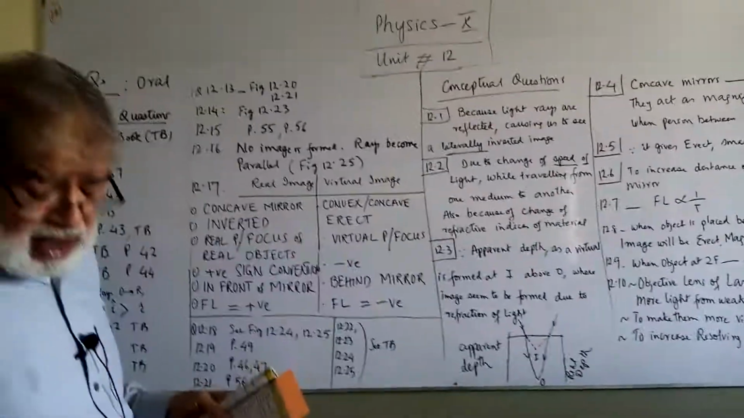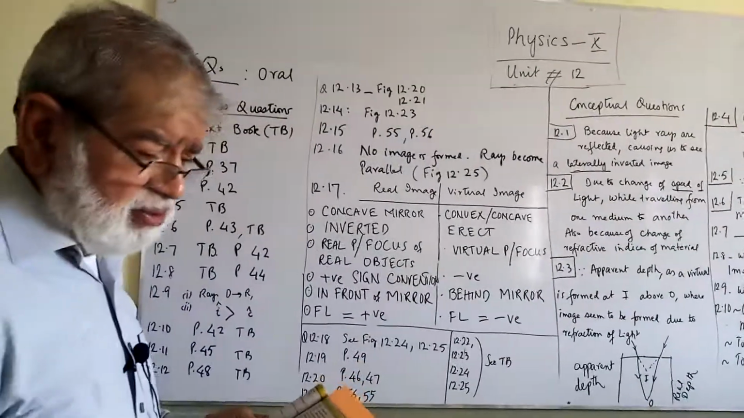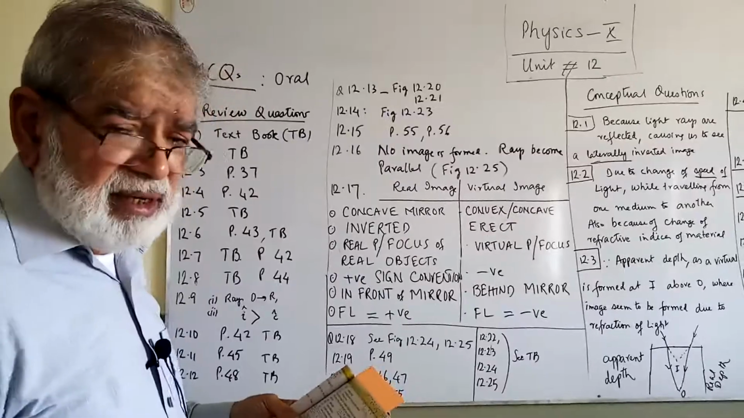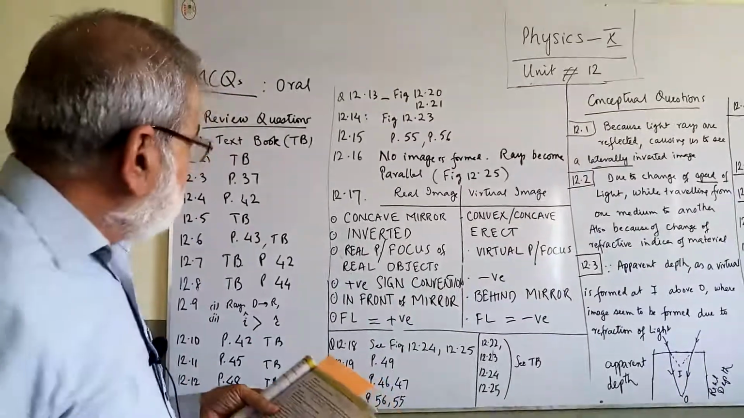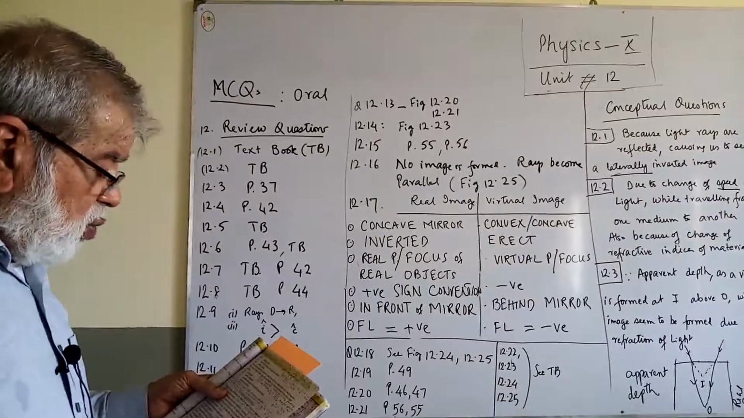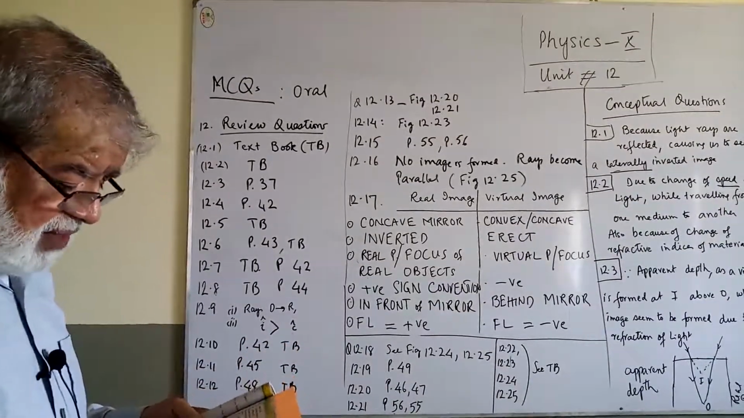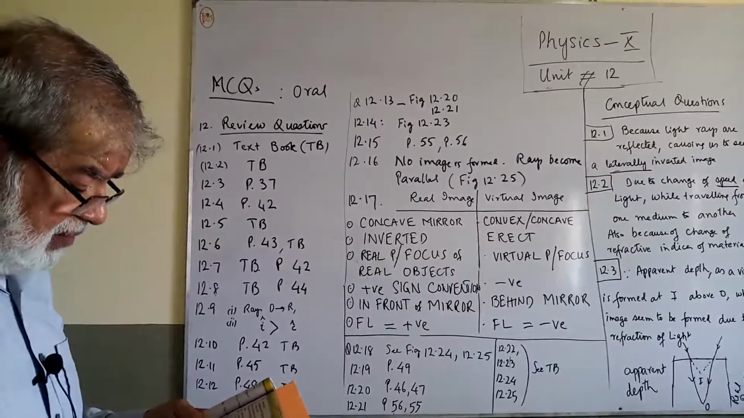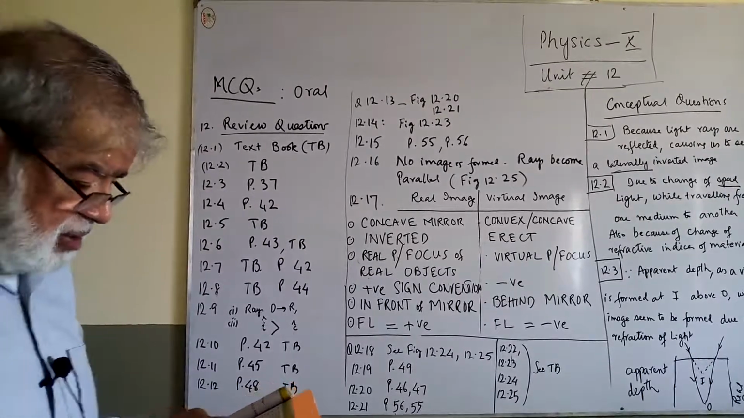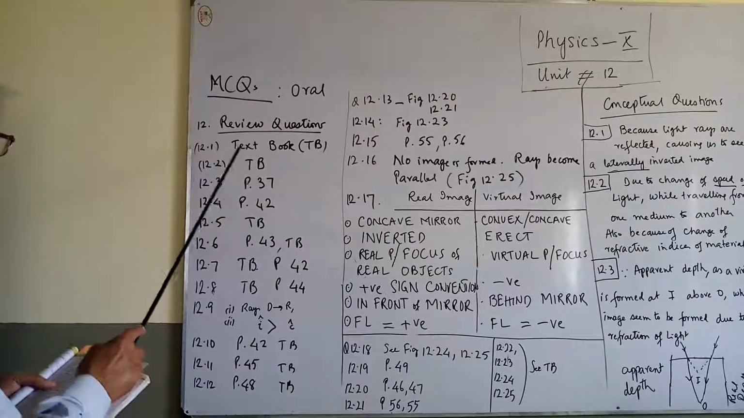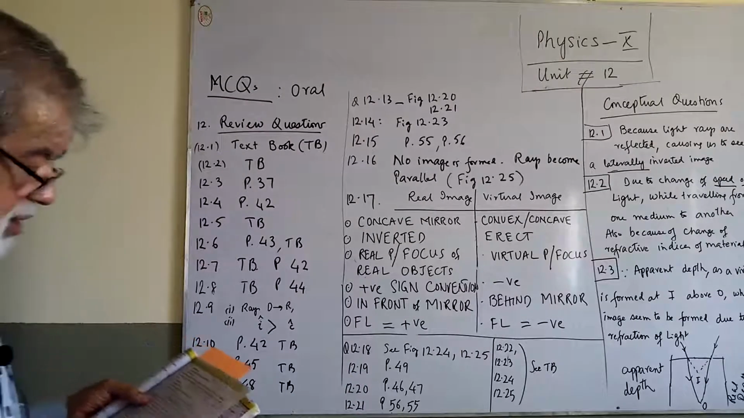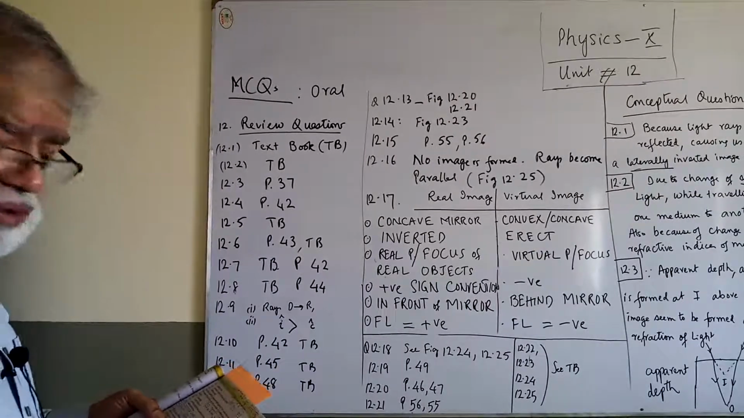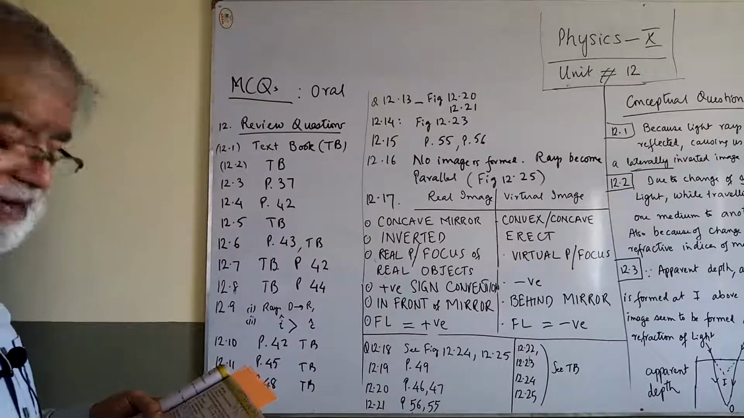Now we come on to the review questions. Most of the answers are given in the textbook, and you have to go through the textbook and read that topic concerning the question. The first question is, what do you understand by reflection of light? Draw a diagram to illustrate reflection at a plane surface. See the textbook and find out what is reflection of light and draw a diagram to illustrate reflection at a plane surface.